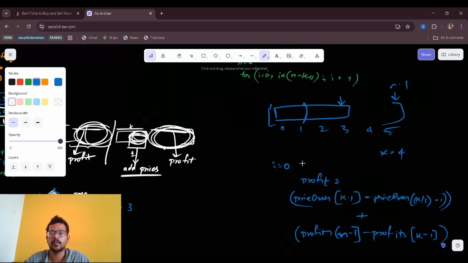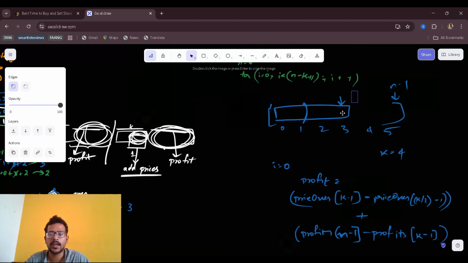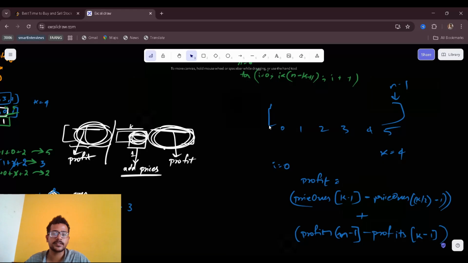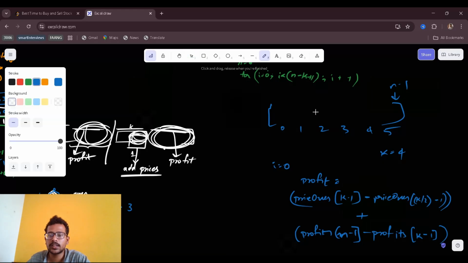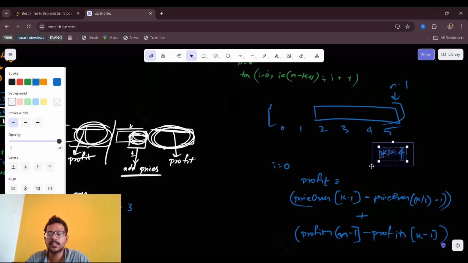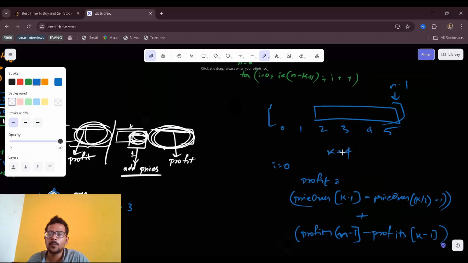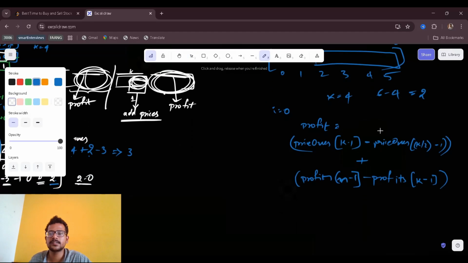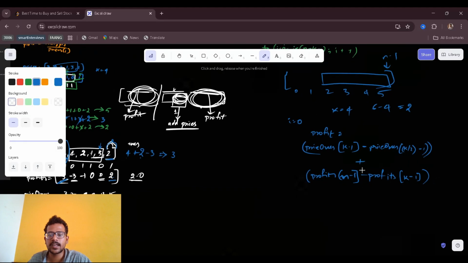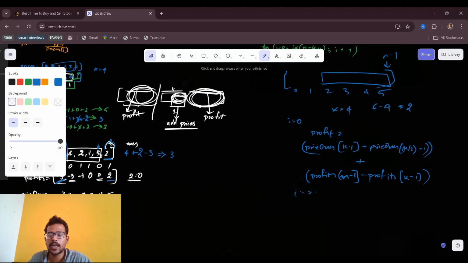Now what if I is at the end? What if it is the last window? Nothing but here 2, 3, 4, 5. Now what is this 2? So 2 is nothing but, k is equal to 4, right? So 6 minus 4 is 2. 6 minus 4, it is nothing but n minus k. So if I is equal to n minus k, I need this profit, right?